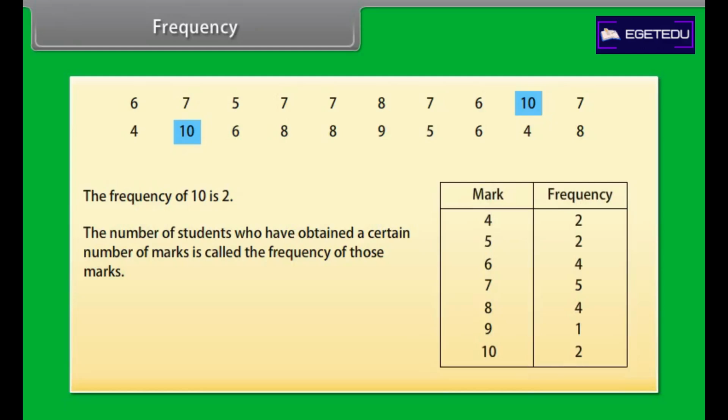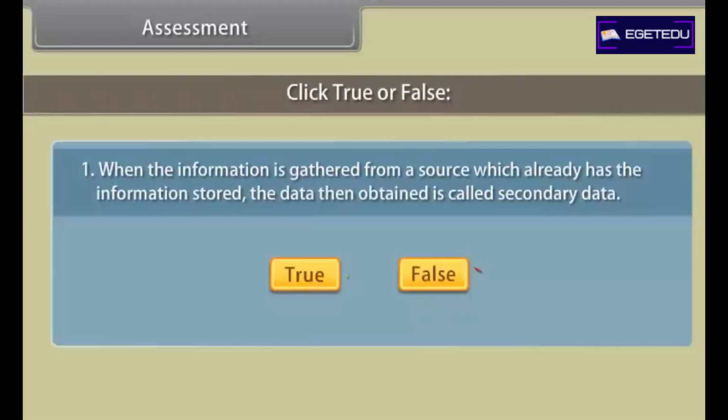We can write this data in a table form to make it more understandable. These are the marks and these are the frequencies. We can call this table as an ungrouped frequency distribution table or simply a distribution table. Grouped frequency distribution table.